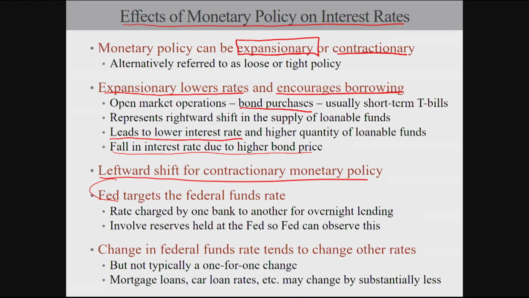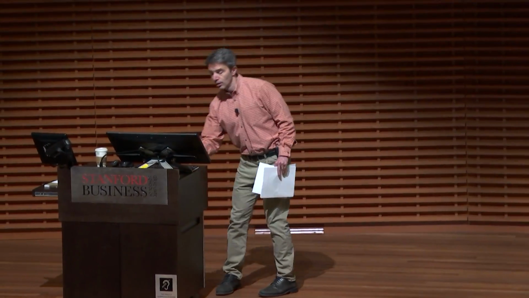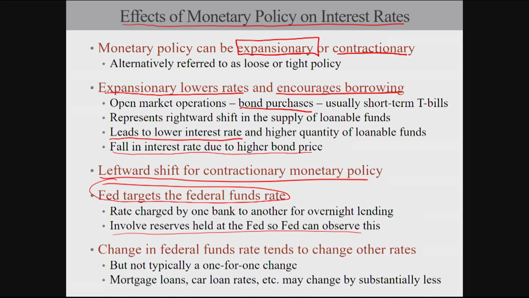And so the Fed targets the federal funds rate, and this is the rate that banks charge one another, and this involves reserves held at the Fed so they can observe this. And it's not like this interest rate is changing in a vacuum. When the federal funds rate changes, this tends to change other rates. So it tends to lower the rates on other loans, like mortgage loans. The rate will tend to go down. Car loan rates will tend to go down. And this can act as a way to spur economic activity.